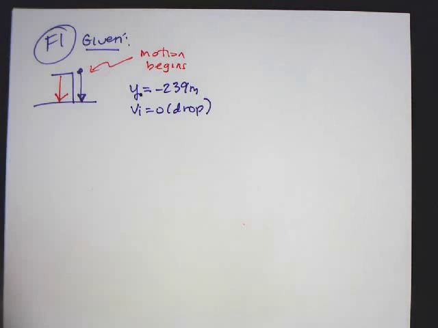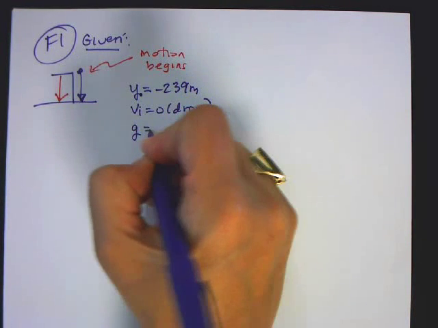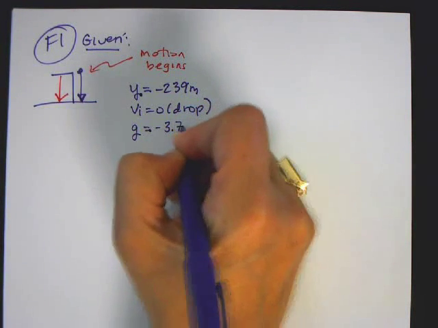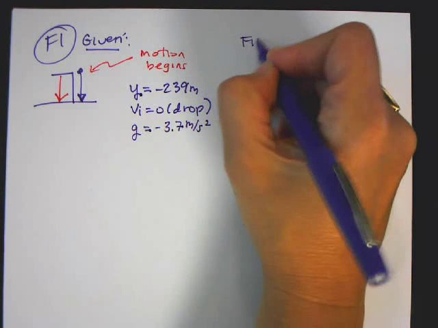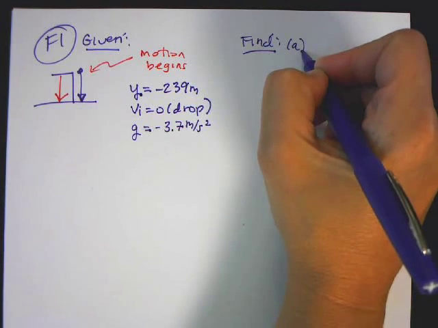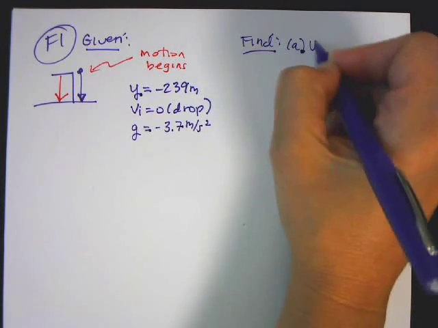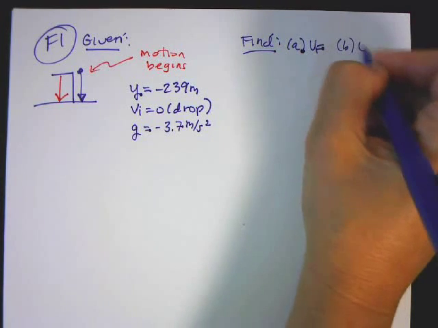And I also know, so then it says the free fall acceleration. So this is not Earth, this is Mars, and the acceleration due to gravity on Mars is negative 3.7 meters per second squared. So it says to find A, the velocity at which the camera hit the ground, VF, and then the time required. So I want to find T.